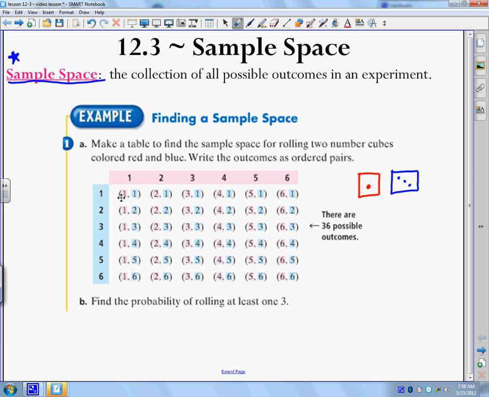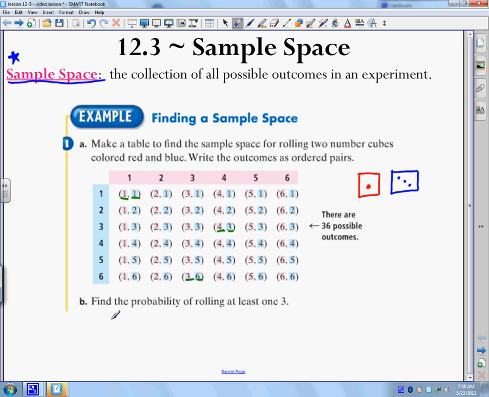So I could get a 1 on my red dice and a 1 on my blue dice. I could get a 4 on my red dice and a 3 on my blue dice. I could get a 3 on my red and a 6 on my blue. It all depends on what you get. So this is listed out, every single possible outcome. This is a sample space.